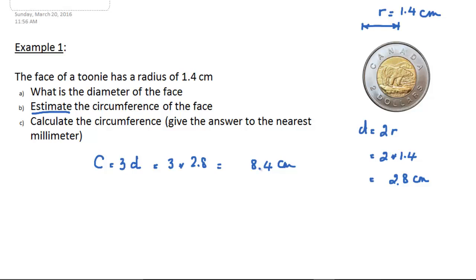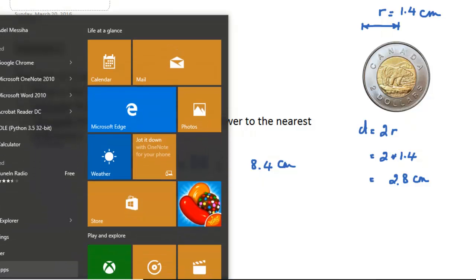This is an estimation. Now it says calculate the circumference, and give your answer to the nearest millimeter. In this case, I have to use pi instead of 3, so pi times d. Pi, we said, equals 3.14, and the diameter equals 2.8. So I can use a calculator.